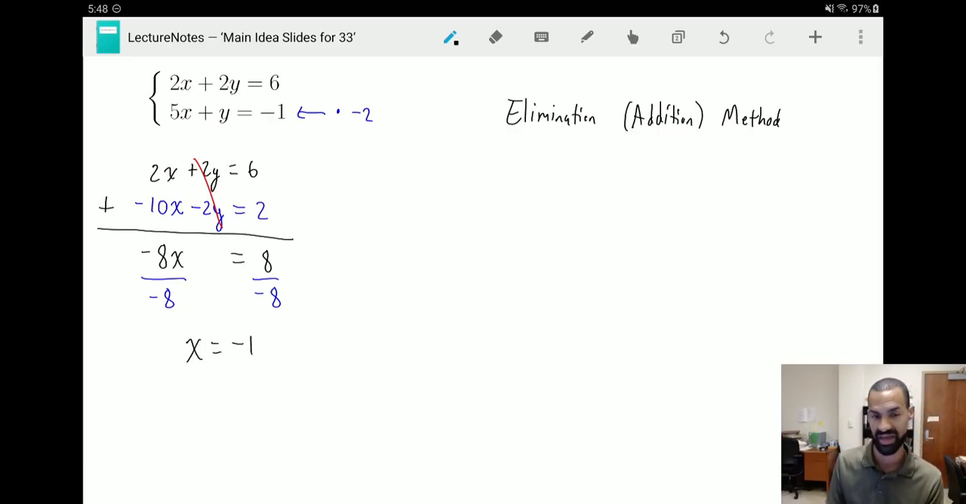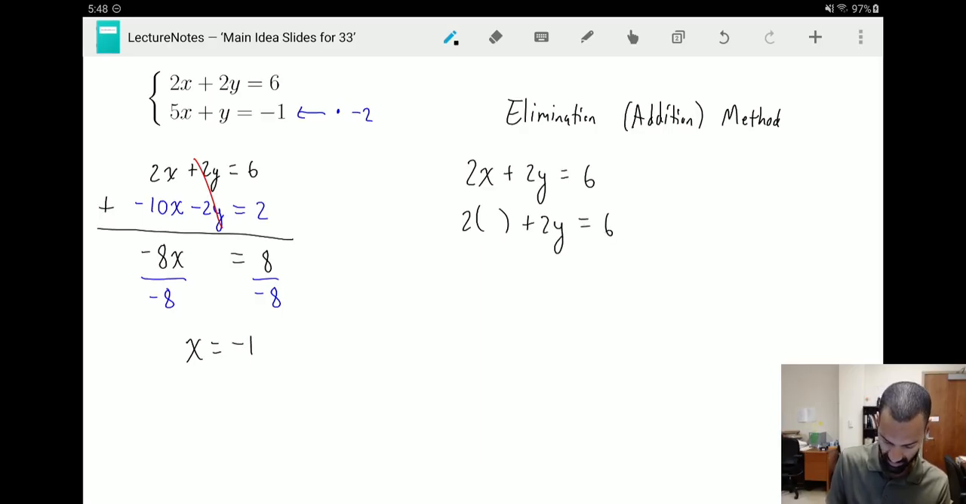8 divided by negative 8 is negative 1. So we have an x value. Remember, we're looking for a shared ordered pair, a shared point. So we need to find a y value. Well, just take this negative 1 and substitute it into either one of those equations. I'm going to go with the top one, 2x plus 2y equals 6. We have decided that the x value we're interested in is negative 1. So I'll plug in negative 1.